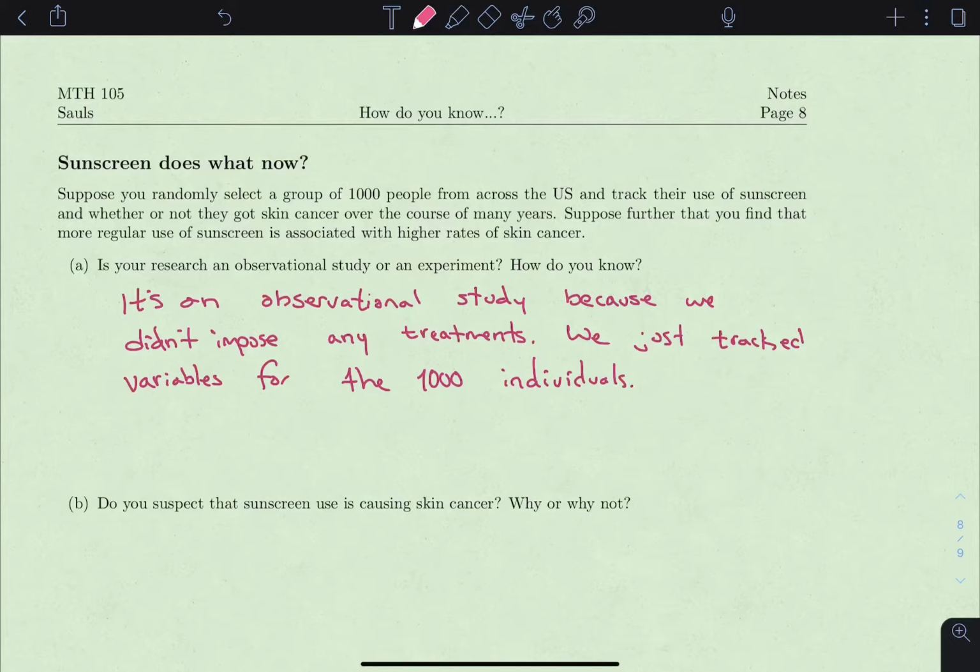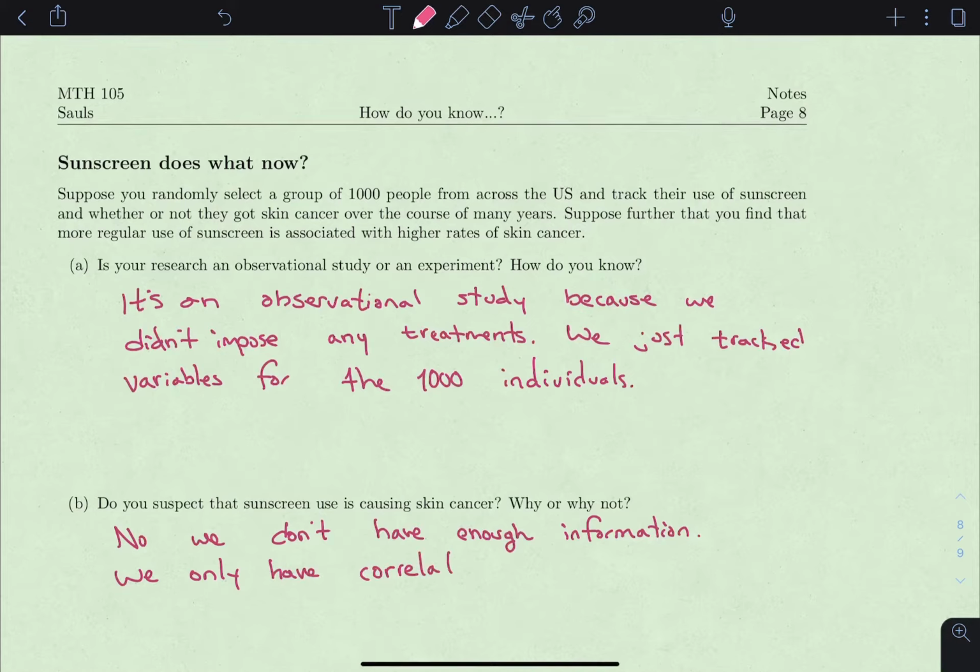Do we suspect the sunscreen is causing cancer? Why or why not? No, we don't have enough information. We only have an observational study, so we only have correlation from an observational study.